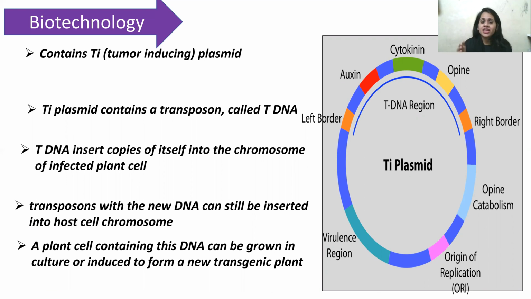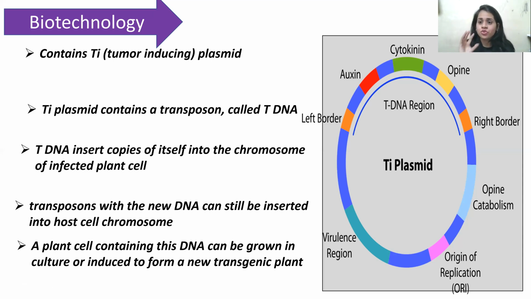So TI plasmid contains a transposon which is called the tDNA region. Can you see it is having a tDNA region, right? The jumping gene region. This tDNA inserts copies of itself into the chromosome of infected plant cells. So transposons with the new DNA can still be inserted into the host cell chromosome, and a plant cell containing this DNA can be grown in culture or induced to form a new transgenic plant. Now, what is it exactly? Let us try to understand that.